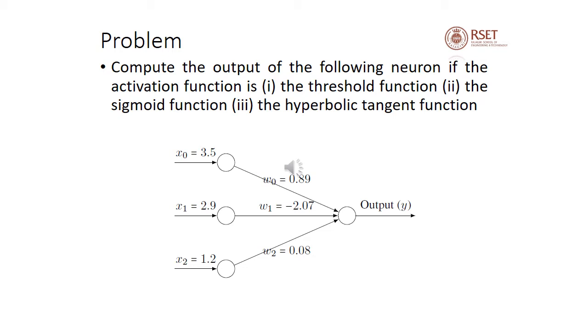In this slide, I will discuss one problem. The question is: we need to compute the output of the following neuron if the activation function is threshold, sigmoid and hyperbolic tangent function. Let's see how we can do the problem. Here the input and the weight values are given. Let's see how we can find the output.